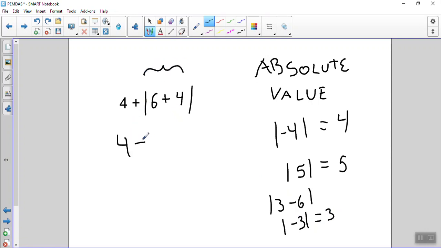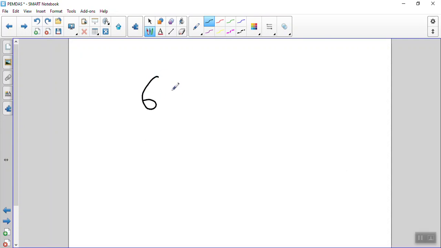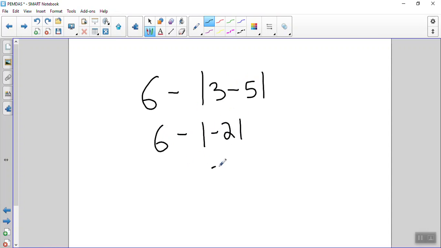So we have 4 plus, and then 6 plus 4 would be the absolute value of 10. The absolute value of 10 is positive 10. So now the absolute value symbol is gone, so we continue on with just this addition, and we have 14. I'm going to do one more with the absolute value. Let's do 6 minus the absolute value of 3 minus 5. So again, we're going to do the absolute value inside. 3 minus 5 would be the absolute value of -2. The absolute value of -2 is positive 2. So we have 6 minus 2, and 6 minus 2 is 4.